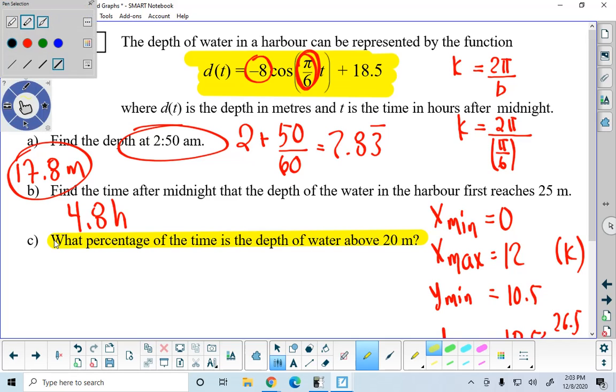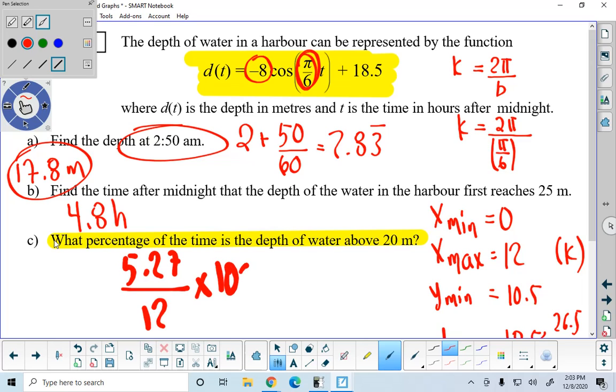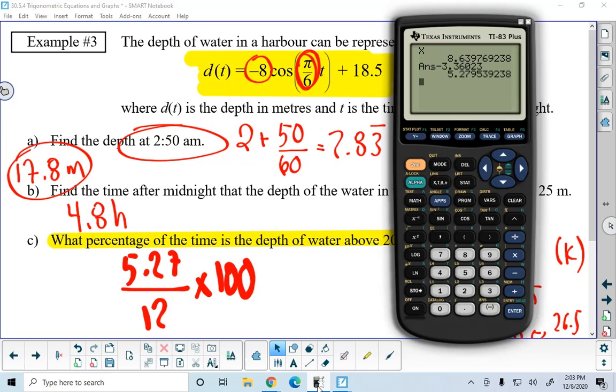That means we can calculate the percentage by taking the 5.27 divided by 12 and multiplying by 100 and getting something under 50%. Divided by 12 times 100. About 44% of the time. Does anybody have any questions with 3A, B, or C?